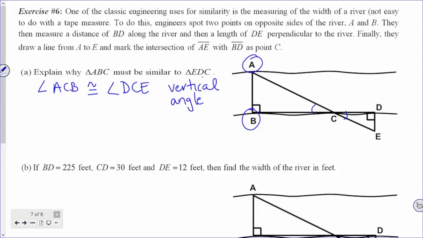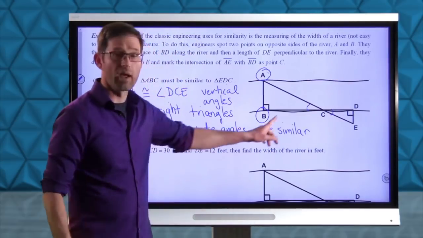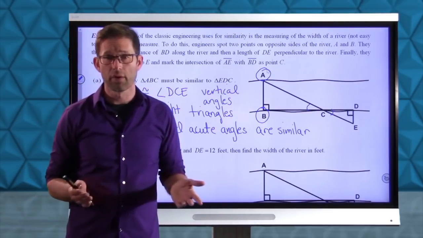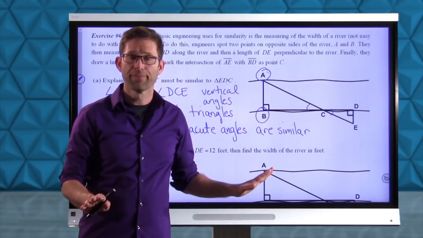All right, but any two right triangles that have equal acute angles are similar. Remember that from a few lessons ago? But even if you don't remember that, they've got those two angles equal, they've got the right angles equal, so they're similar by the angle-angle similarity theorem. So this is cool. This right triangle and that right triangle are similar.